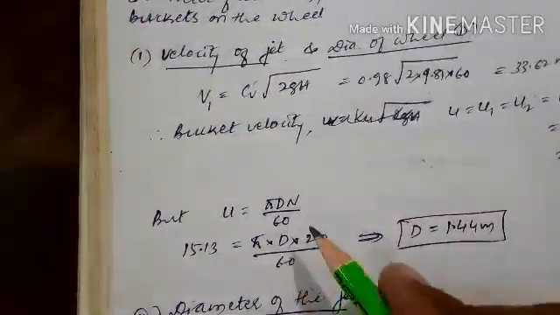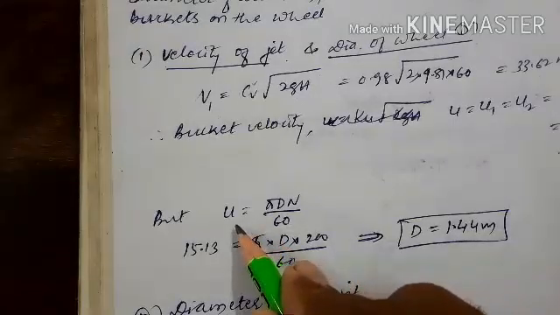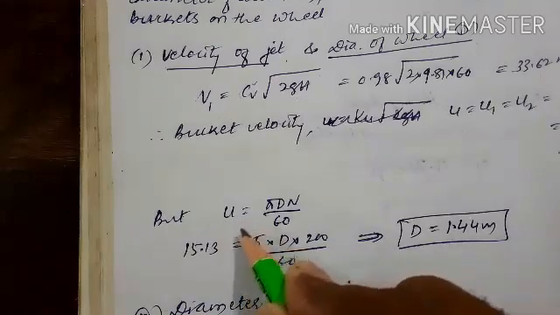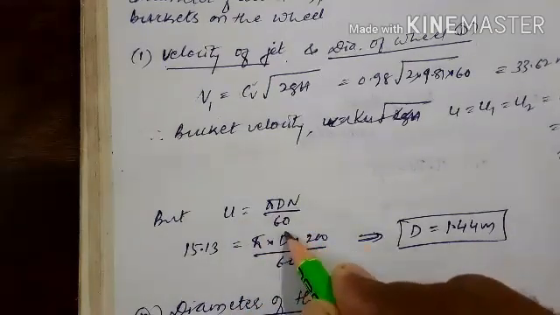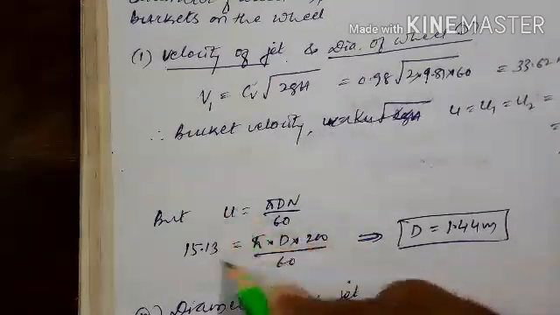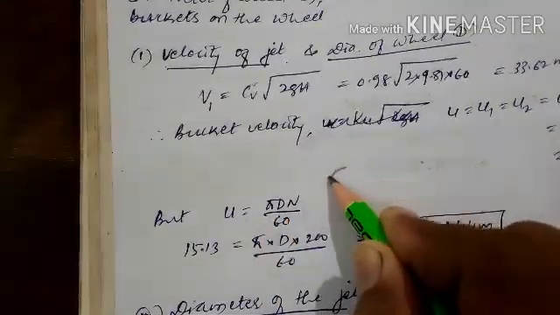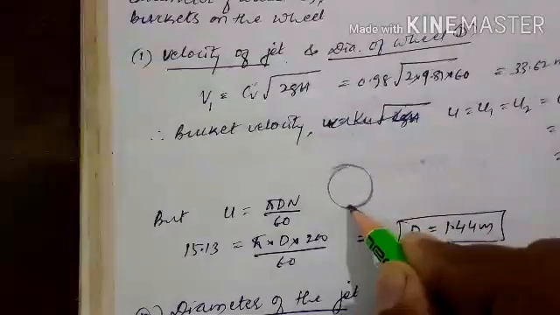As we know, the peripheral velocity, this u is the peripheral velocity, can be given as pi D N by 60. This u is that because the rotor will be like this. These are the buckets.